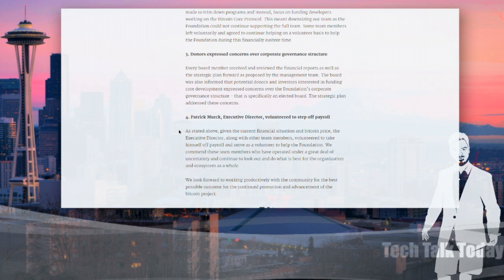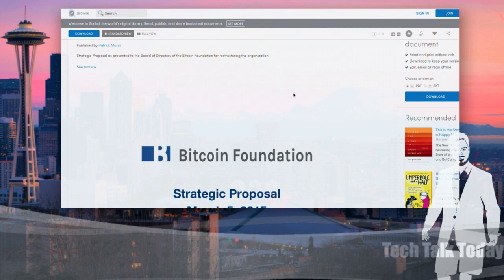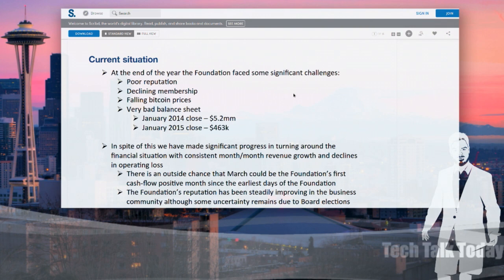Executive directors volunteered to go off payroll. He wasn't fired. They have publicly posted their plan to restructure, and it is dramatically bad. At the end of the year, the foundation faced some significant challenges: poor reputation, declining memberships, falling Bitcoin prices. This is their own assessment. Very bad balance sheet. January 2014, they had $5.2 million.